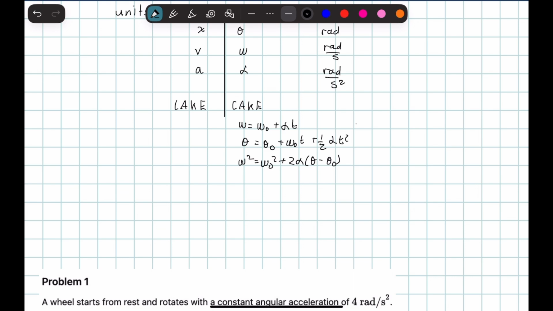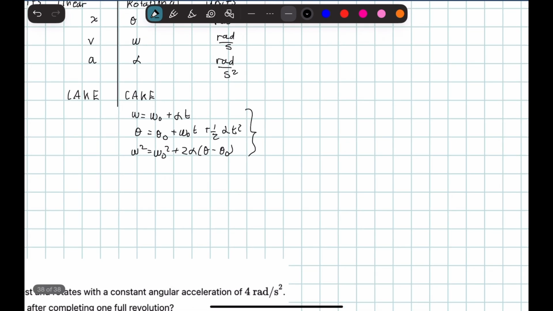All of these apply, and what is CAKE? The CAKE equations are for constant acceleration. These only apply when you have constant acceleration in your problem, so be aware of that.